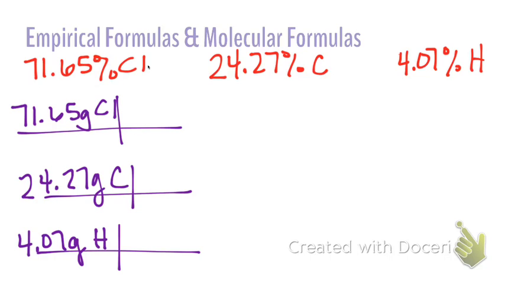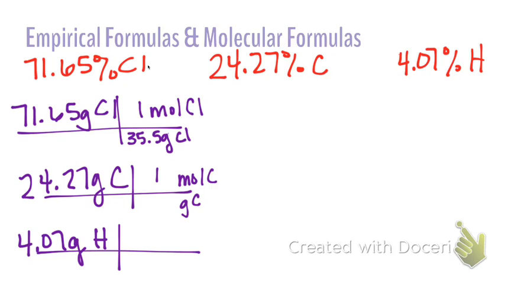Because I'm going to have to convert them to moles, right? First step was to get them into grams. Second step is go grams to moles. Okay? So now I'm going to go grams of chlorine to 1 mole of chlorine. That molar mass is 35.5. Grams of carbon to moles of carbon.